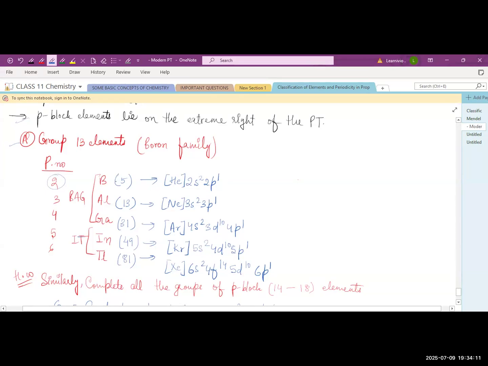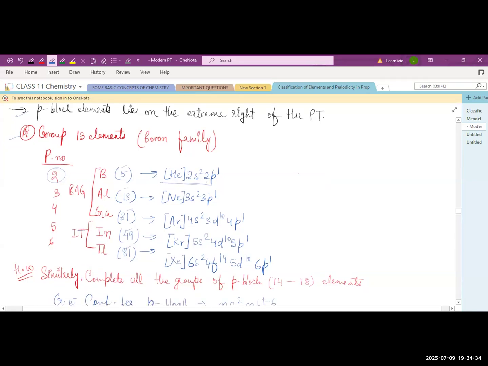So boron का atomic number is 5. For aluminium, it's 13. For gallium, it's 31. Indium, it's 49. And for thallium, it's 81. So according to your atomic number, you can write down the electronic configuration. So it's helium 2s2 2p1. Helium 2 plus 2 plus 1 is 5. For neon 3s2 3p1. Similarly, you can write down the electronic configuration of all these.